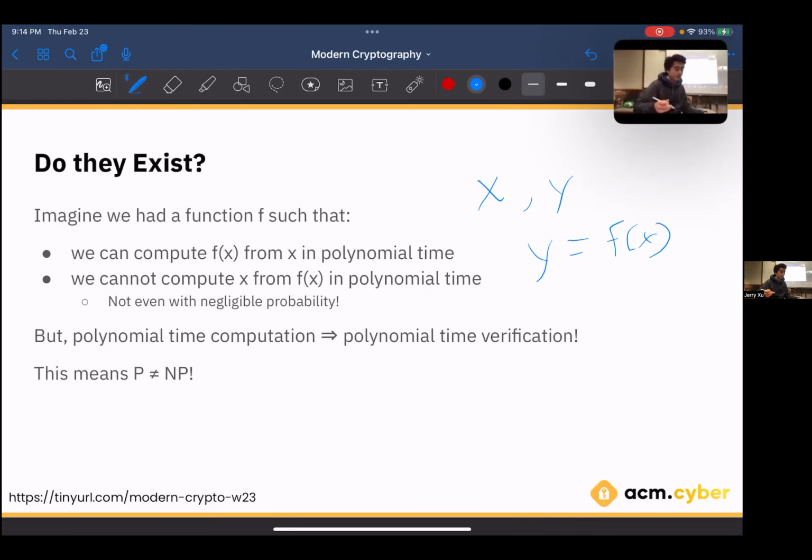So the existence of one-way functions implies that P is not equal to NP, which is still an unsolved problem, right? So we don't know if one-way functions exist. Most people assume and accept that P is not equal to NP and one-way functions exist, but it's not something that you can really take for granted.